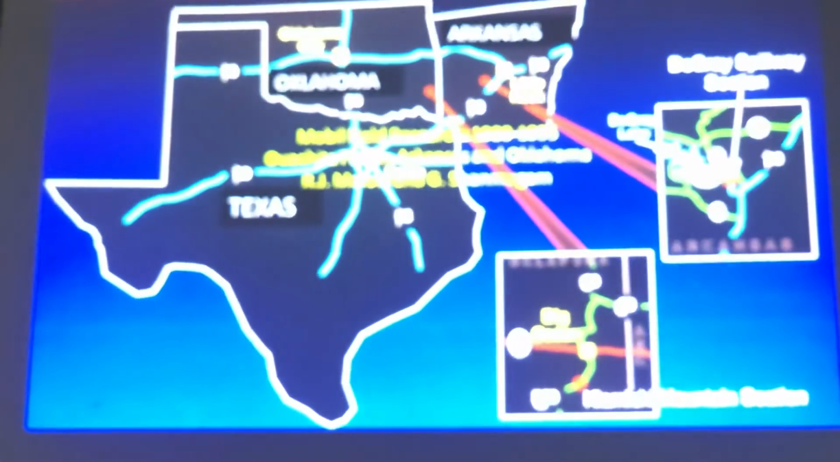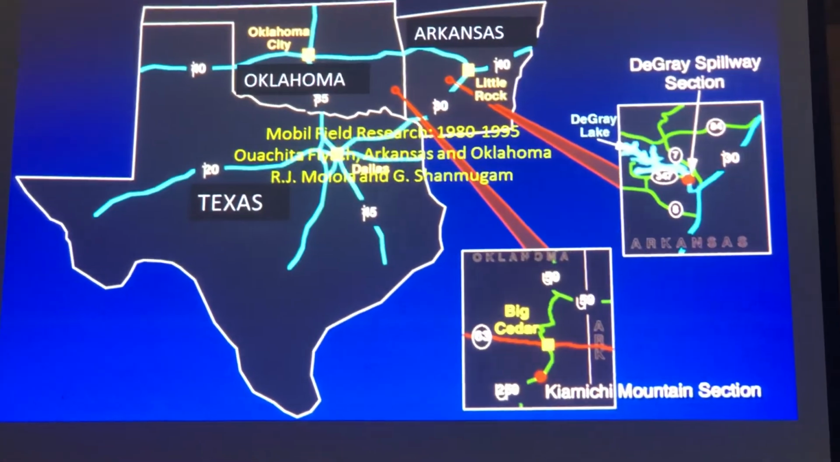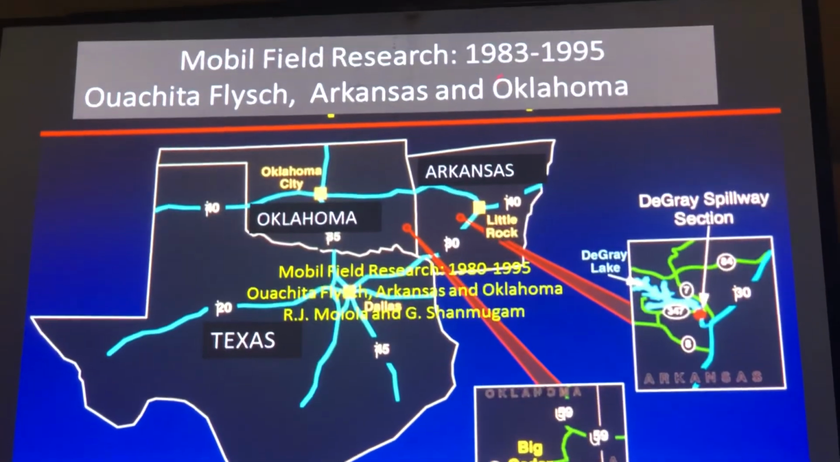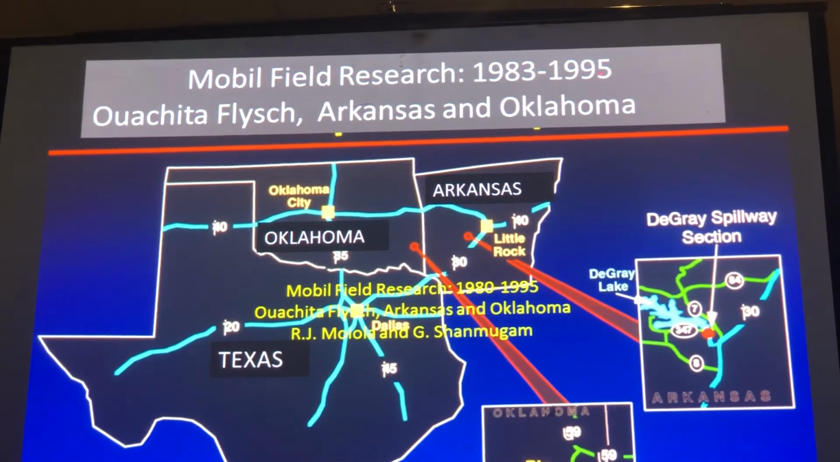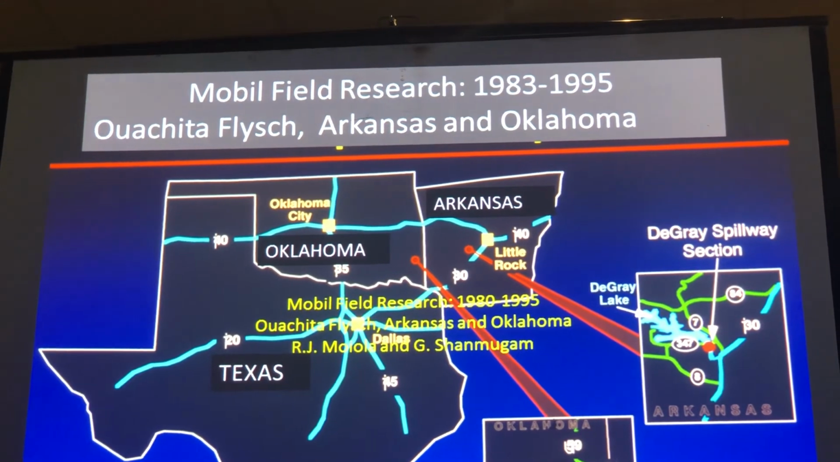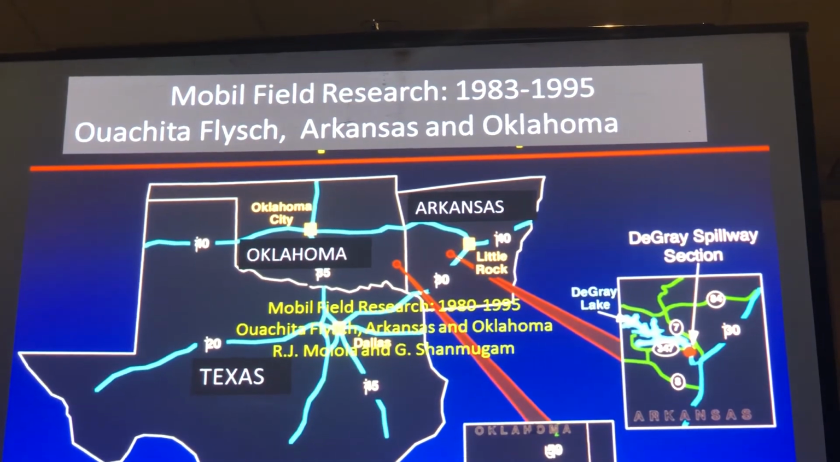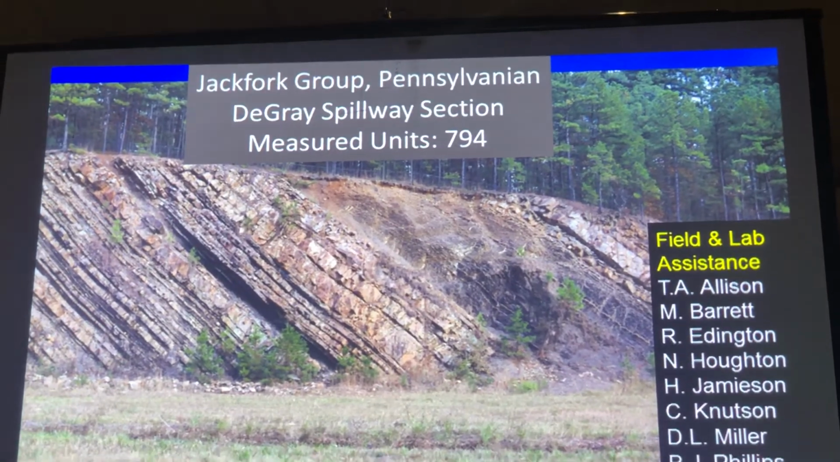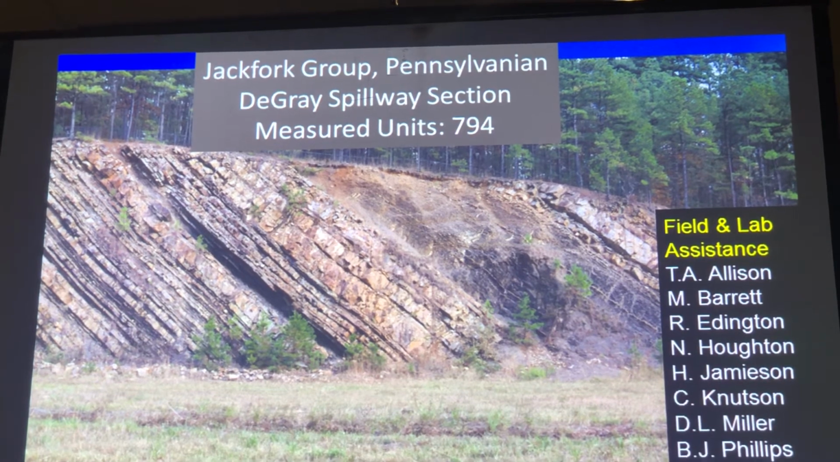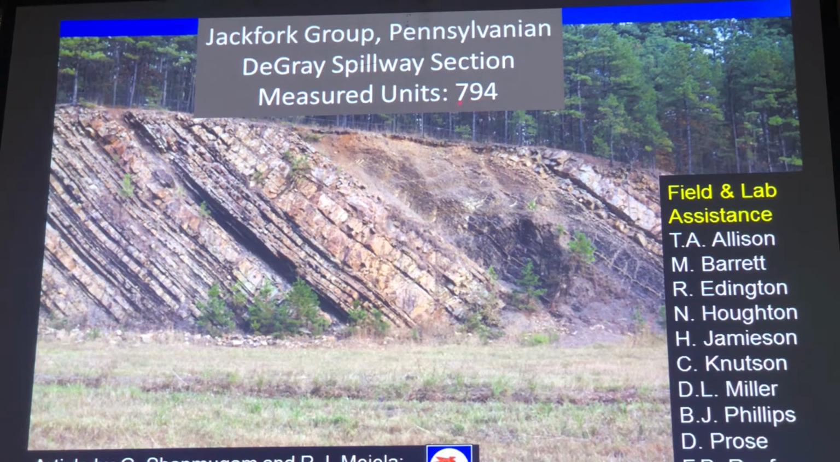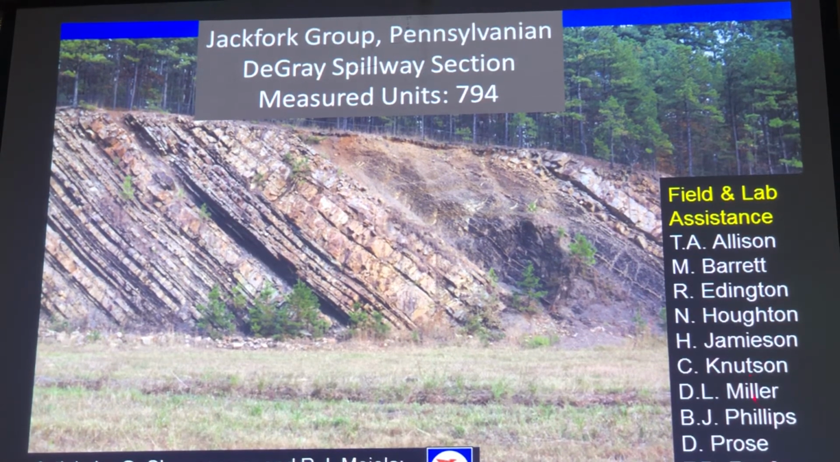Perhaps the most controversial paper we wrote from Mobil was this one, looking at rocks in the Jackfork. This one is based on a lot of work. We started this project in '83, and we completed it in '95. This covers Oklahoma and Arkansas. This is how the rocks look. It's called the Jackfork Formation. We measured 794 beds individually. These are the people who helped.